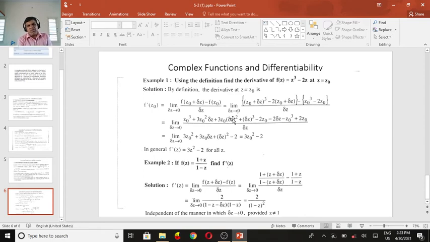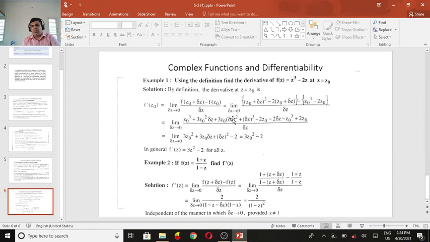I give one more example. If f of z equals 1 plus z divided by 1 minus z, find the derivative f dash of z. So in the same case we apply the limit: derivative f dash of z equals limit delta z tends to 0 of f of z plus delta z minus f of z divided by delta z. So replace z by z plus delta z: 1 plus z plus delta z divided by 1 minus z plus delta z, minus 1 plus z divided by 1 minus z, the whole divided by delta z.